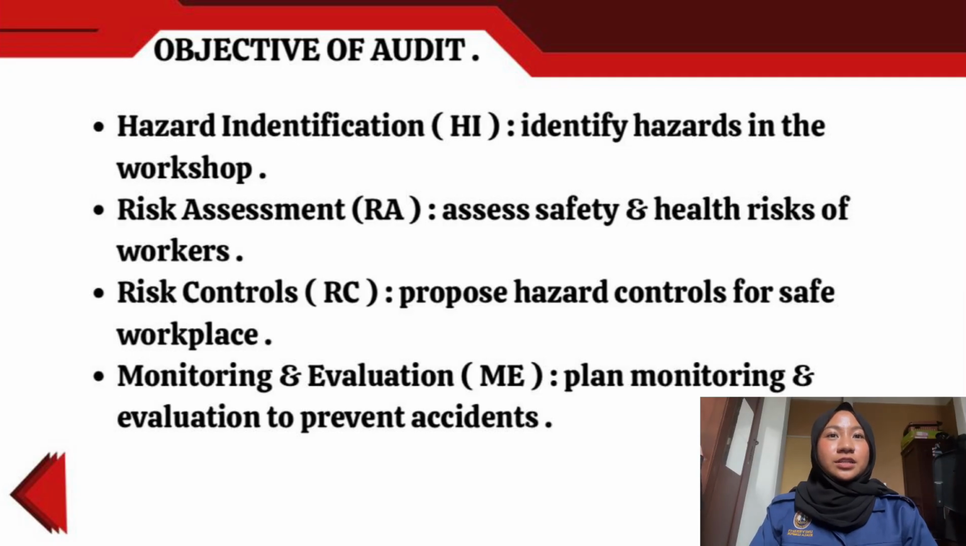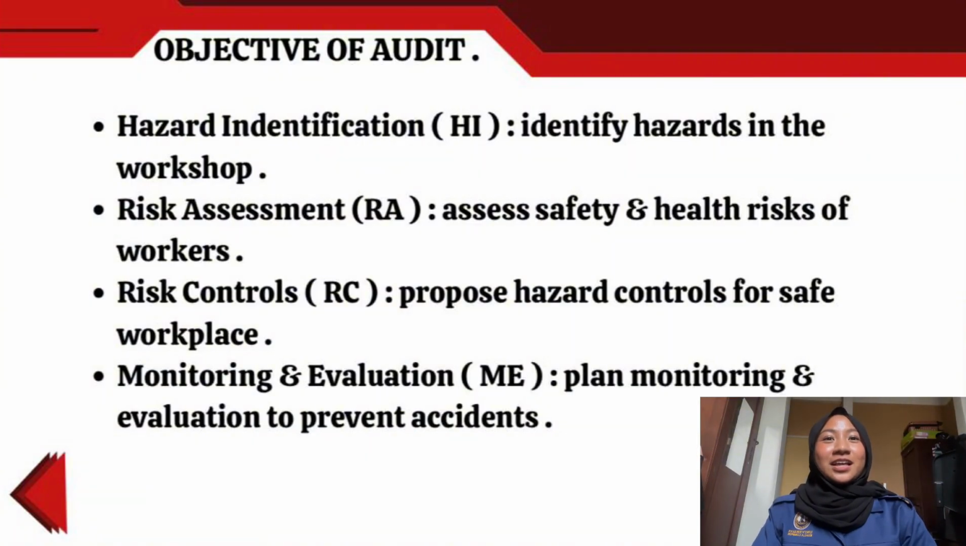Hazard identification. The first objective is to identify hazards in the fiberglass laminating workshop. This includes examining activities, materials, and equipment that may pose risk to worker safety and health. Risk assessment. The second objective is to assess the safety and health risks faced by workers. We will evaluate the likelihood and severity of potential incidents caused by these hazards.